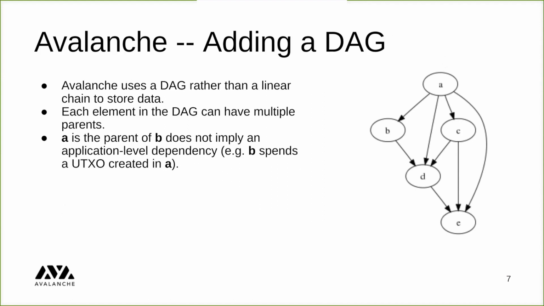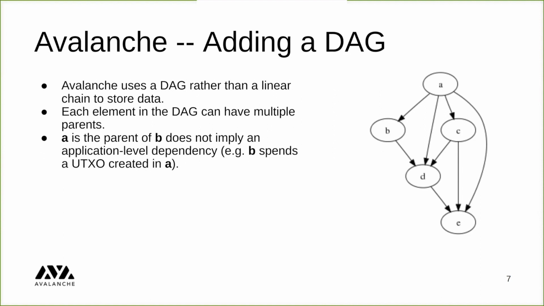So Avalanche uses a DAG to store things as opposed to a linear chain, like Bitcoin or Ethereum, where everything has one parent and one descendant. Avalanche has a DAG, which means that something in the DAG can have multiple parents. A common source of confusion is that the parent-child relationship in the DAG does not necessarily imply an application level dependency. This is just something that we use to move things along in consensus. For example, just because B is the child of A does not mean that B's linked to A in the application. If this is a peer-to-peer payment system, B doesn't necessarily spend a UTXO created in A or anything of that sort.